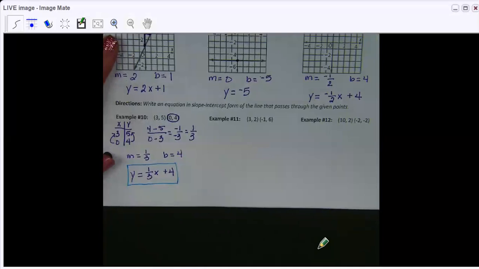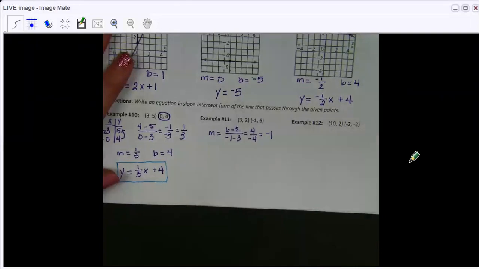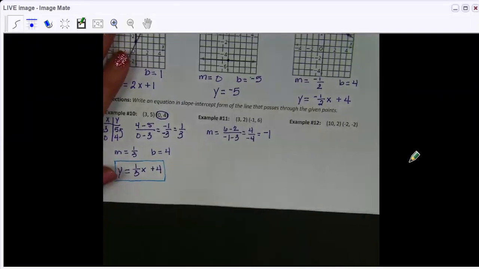So I want you guys to find the slope of number 11 first. When you're done finding the slope, check up here to see if this is what you got. It's -1. Go ahead, pretty good job.